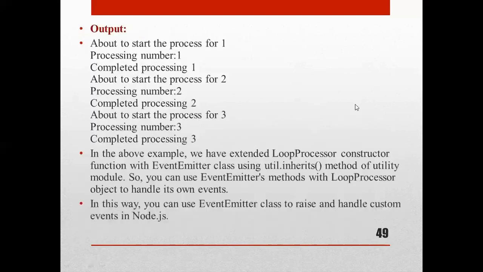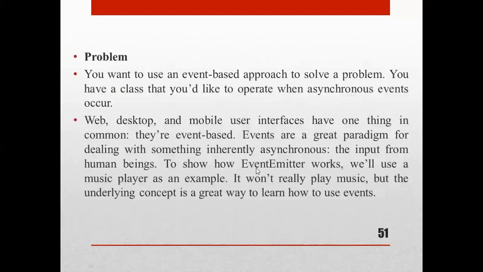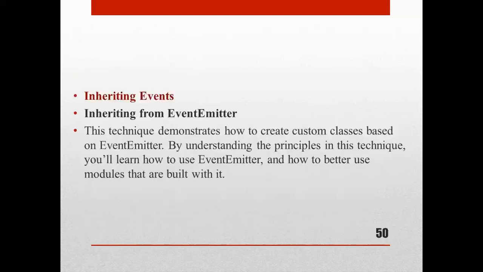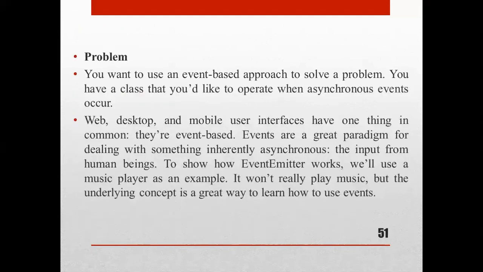In this way we have seen returning the event emitter by using a function, extending the event emitter, and inheriting the events. So in this way we have finished chapter number 7.